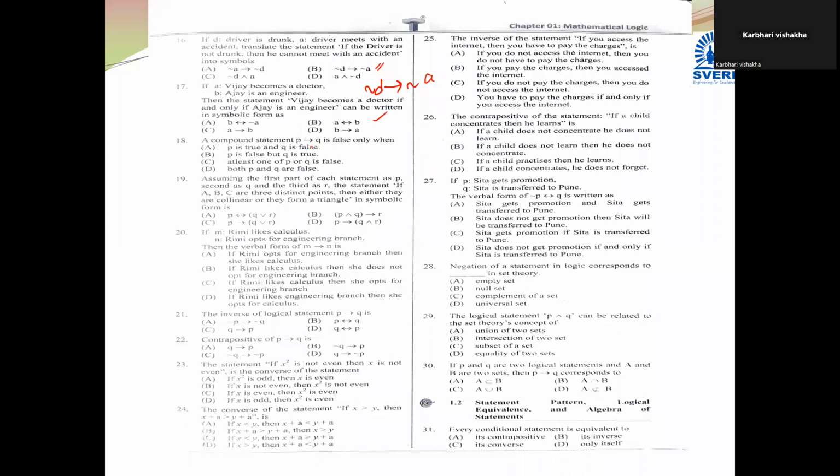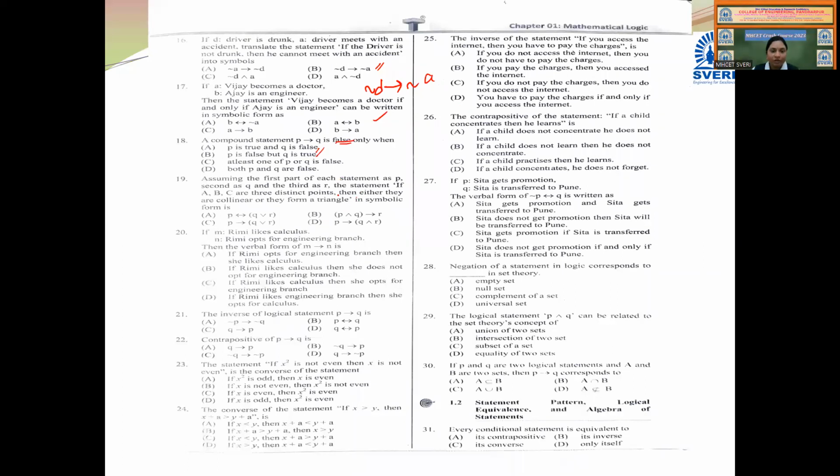A compound statement P implies Q is false only when P is true and Q is false. True and false. P should be true and Q false. Only then it is false. Option A. Right.